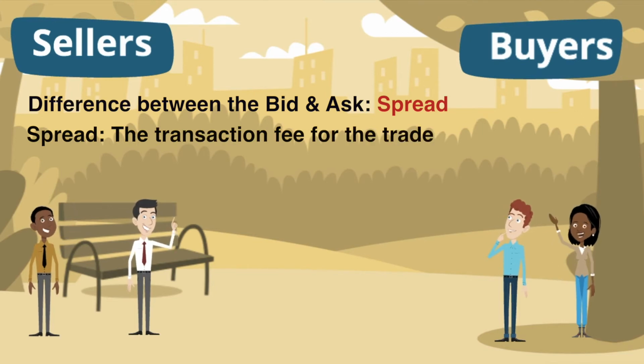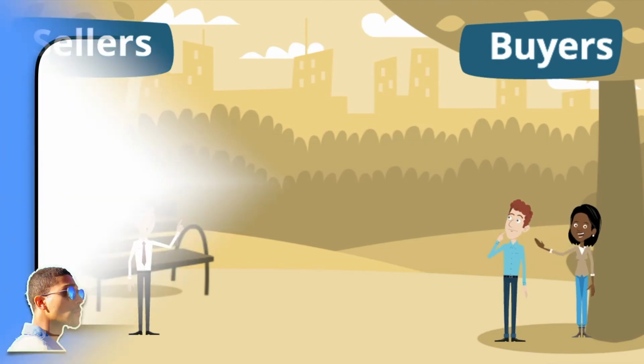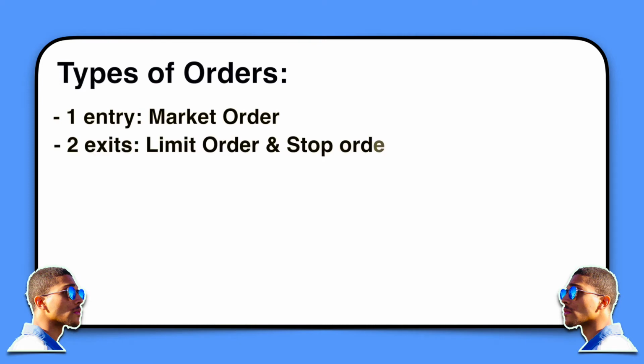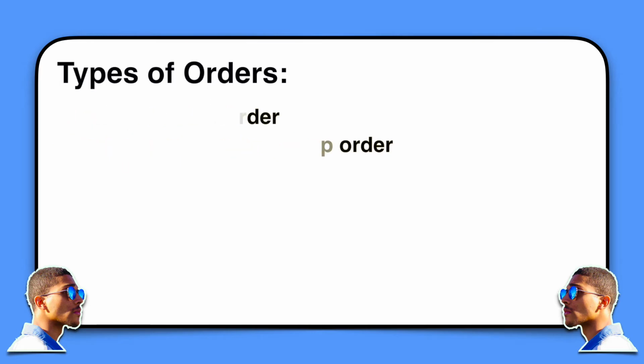In general, on the Forex market, major currency pairs tend to have lower spreads. Now let's look at types of orders. For each individual trade, we will place 3 types of orders. 1 order to enter the market, called a market order, and 2 possible orders to exit the market, which are called a limit order and a stop order.